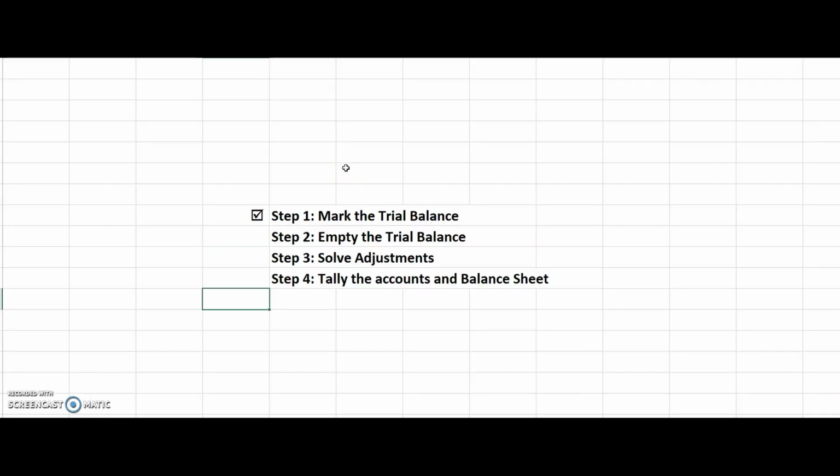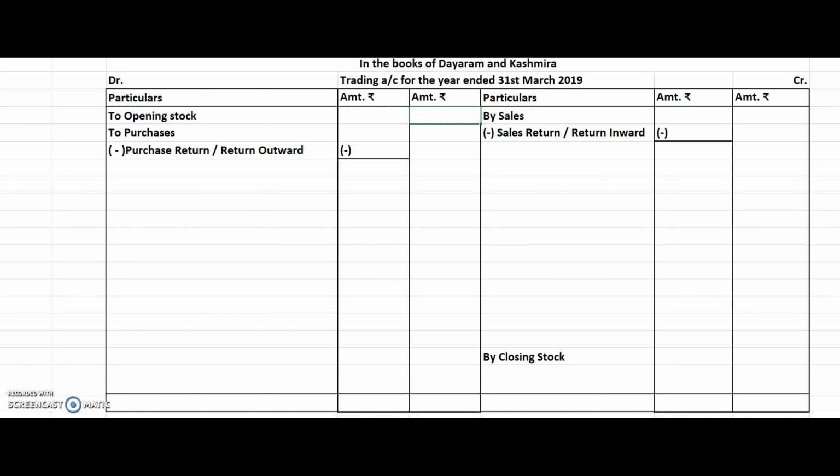Okay students, we are starting with our second step, which is called empty the trial balance. Before you empty the trial balance, you have to make sure that in the different accounts, in the format which has been provided to you, certain words have to be already written. For example, in the trading account, at the very top, in the books of the owners, in this sum it is Dayaram and Kashmira, the year end should be written, which is 31st March 2019.